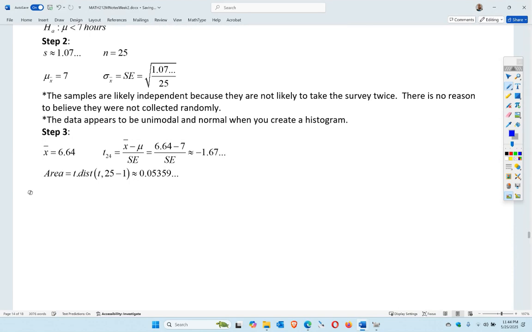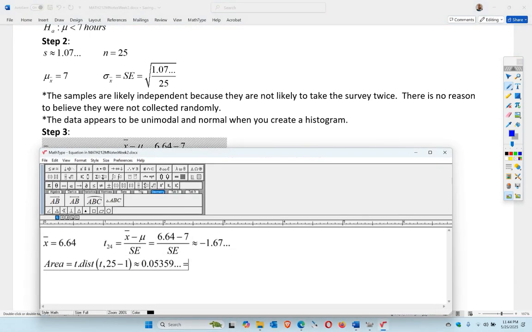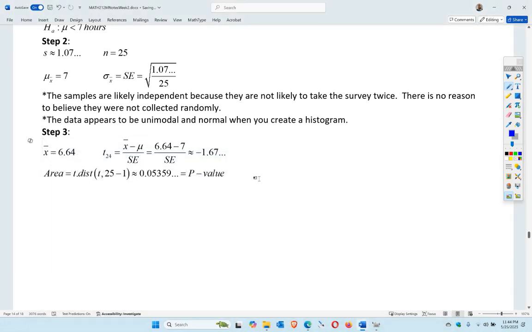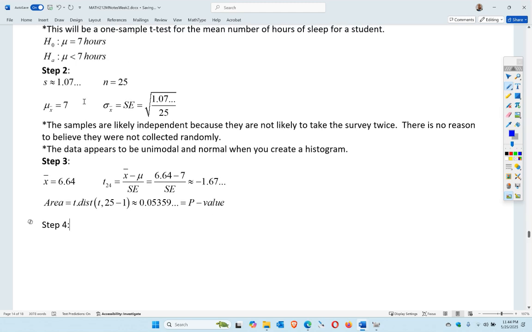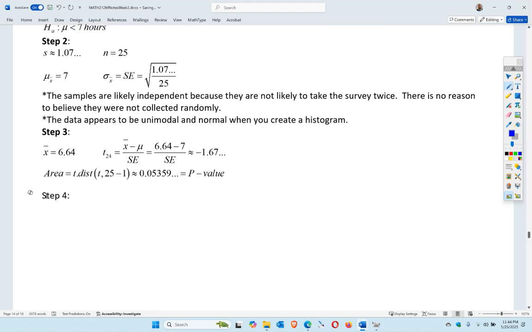Okay, so that is the p-value, right? The probability value. The probability is area, essentially, under the curve. Okay, so step 4. We'll do it, and then analyze the findings after.